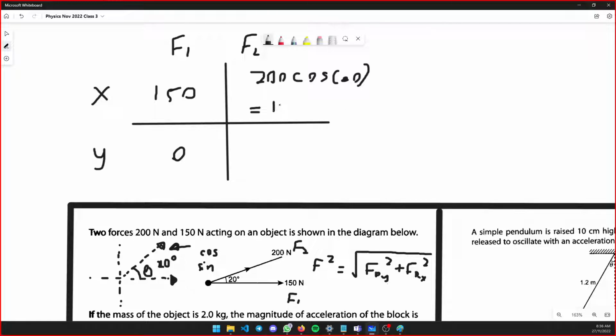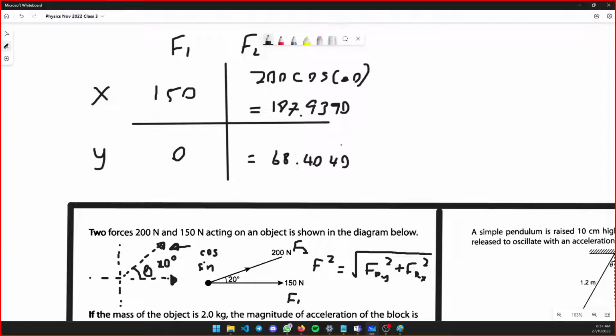No problem there, because for this one, they only want the final answer to be sure. Okay, let's take a lot of decimal places this time. 0.9397. Okay, and you can just find the y component, 200 sine 20. If I do sine 20, you'll get 68.404.